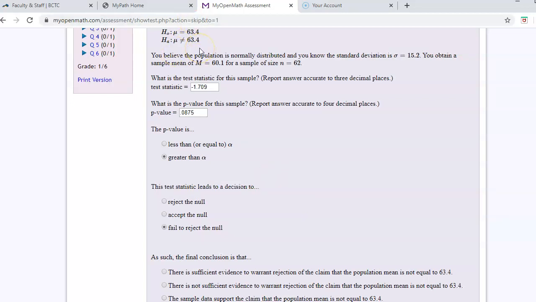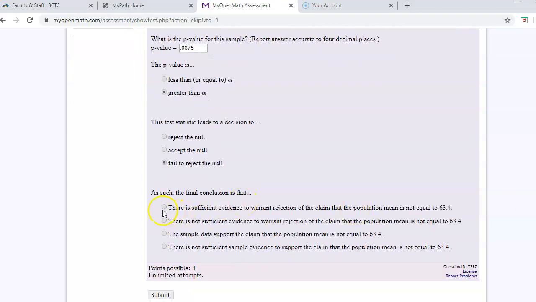And we want to look for sentences that say there's not enough evidence to embrace the mean being not equal to 63.4. So let's notice this one says there is sufficient evidence. That's not one of those we want. There is not sufficient evidence to warrant rejection of the claim that the mean is not equal. Well, we don't want rejection of the claim. We want to say there's not enough evidence to say that the mean is not equal to 63.4. So let's see. Again, this one doesn't have the not enough evidence kind of thing. So let's look at the last one.